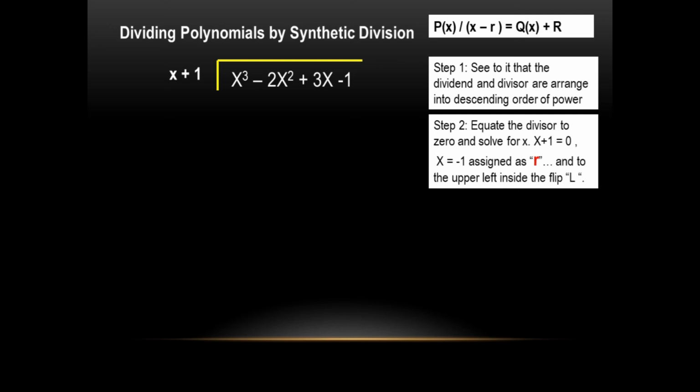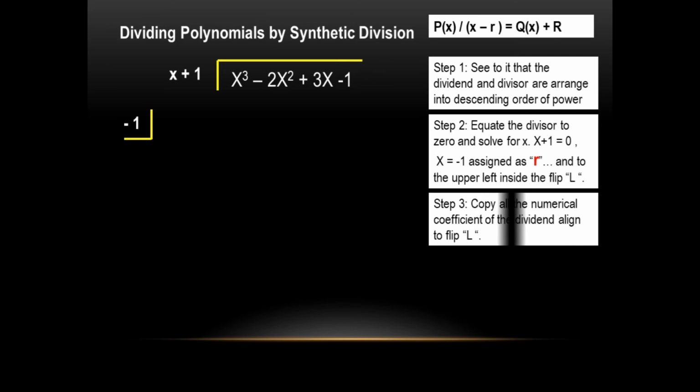So assign as small letter r for x minus r. And write to the upper left inside the flip L. Okay, so yun na siya. Negative 1 yung value ng r natin. So ilagay natin dito sa upper left sa loob ng inverted L. Then step 3 natin, copy all the numerical coefficient of the dividend aligned to flip L. So we will copy now the coefficient of this dividend. So the leading coefficient now is 1. Yan, it's considered that the numerical coefficient of x cubed is 1. And then we have negative 2, positive 3 for 3x, and the constant term is negative 1.